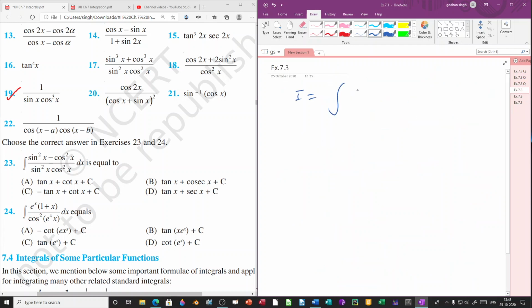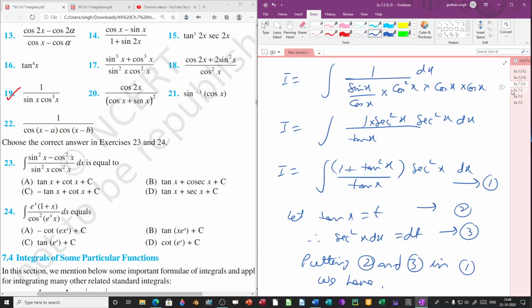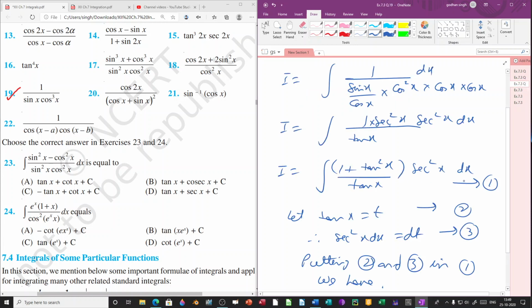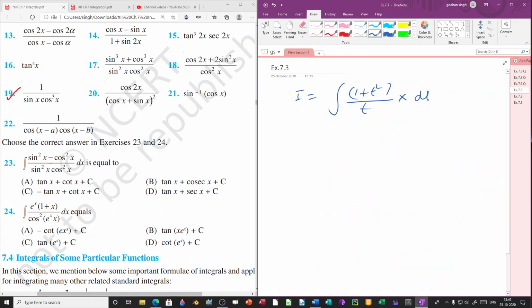So 1 plus t square, and in the denominator we have tan x, so that is t again. So t multiplied by sec square x dx. What is sec square x dx? That is dt. So this is our dt, and separating it we can write I equal to integration of 1 by t plus t dt.